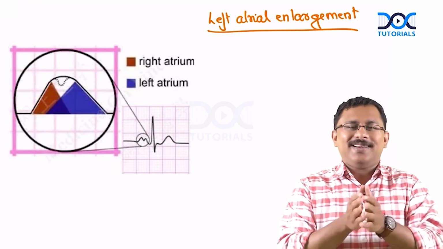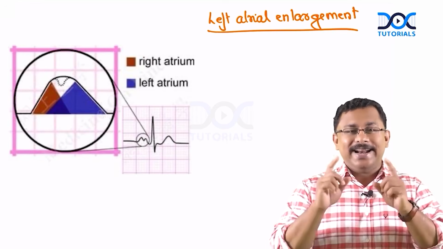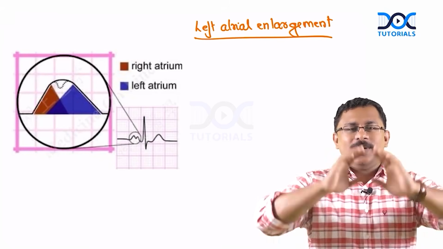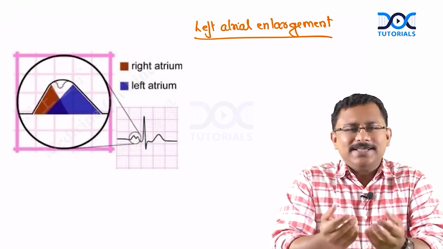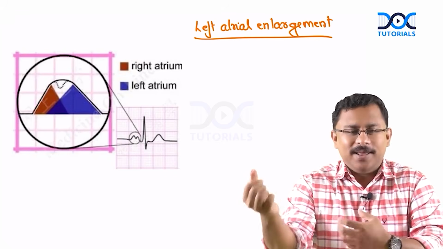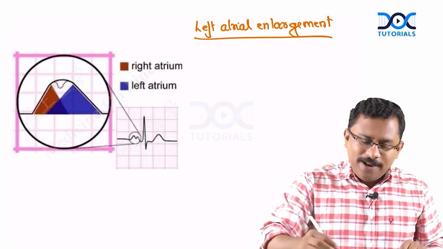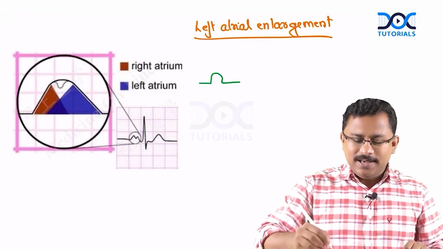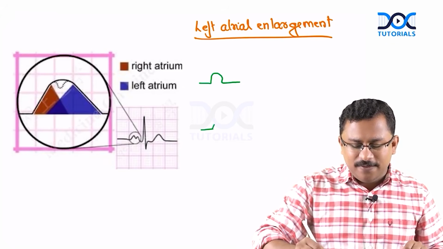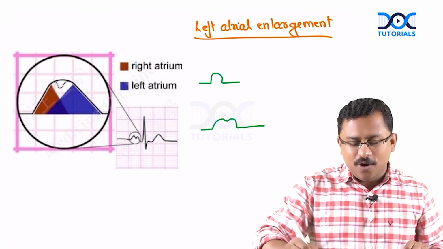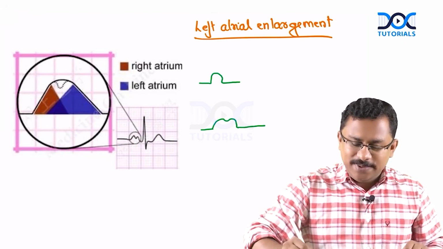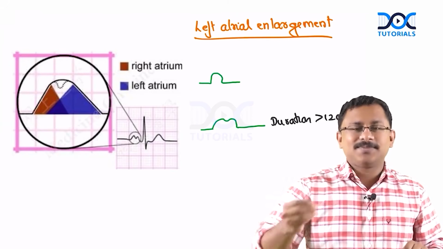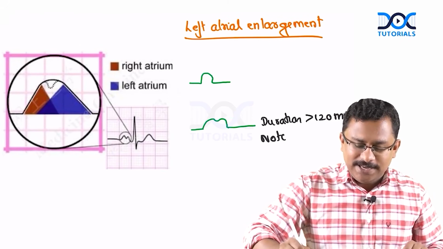Remember, left ventricle commonly hypertrophies, whereas the atrium commonly enlarges. So in case of left atrial enlargement, when the atria is larger, it's common sense that atria will take more time for depolarization. So the normal P wave, which has a smooth rounded, dome shaped configuration, would be replaced by a P wave having a longer duration. Longer duration means duration more than 120 milliseconds. And also you might have a notching in the P wave.